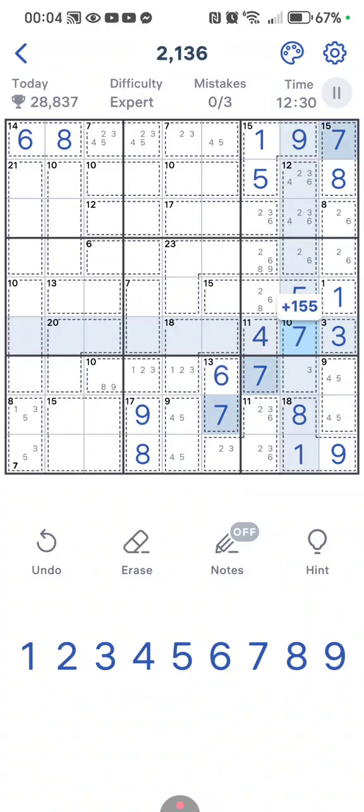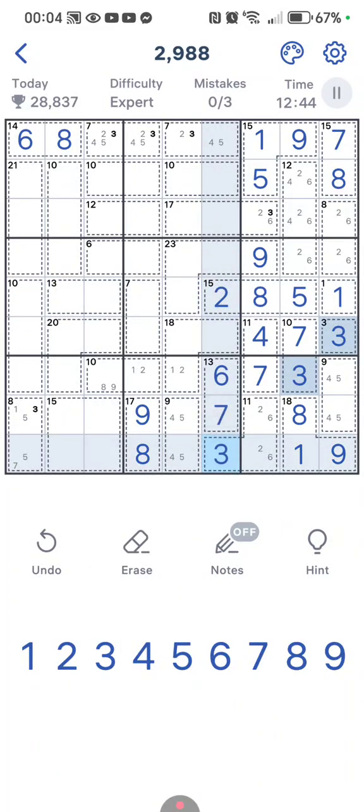Wow, well, that graft actually paid off. I'm astonished. 9 can only go there. 2 and 6 means it's 8, which means this is 2. That's 3. Should have nailed that already, but hey. Which means this is 3. Okay. Hurrah!